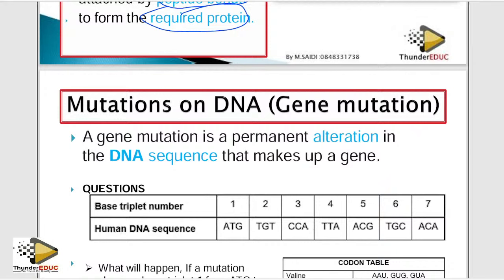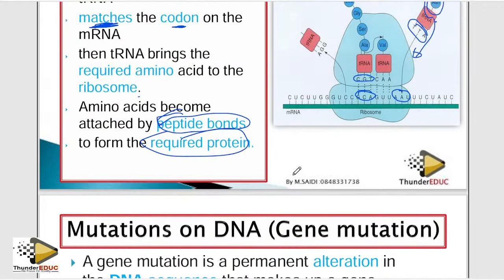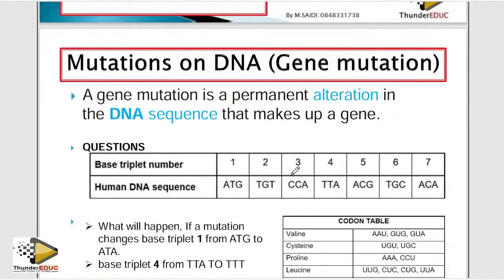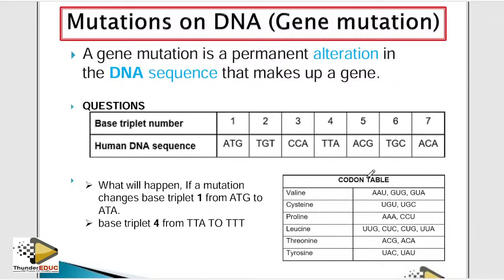All right. Let's continue to the next subtopic, which we call mutations. Before we go to the questions, this is one of the most failed parts. When you talk about DNA, this is one of the most failed parts, where students are failing like in no one's business. All right, let's go through it. Mutation on DNA, that is gene mutation. You have two kinds of mutations. We're going to see them, and this is how they bring them in the exam.